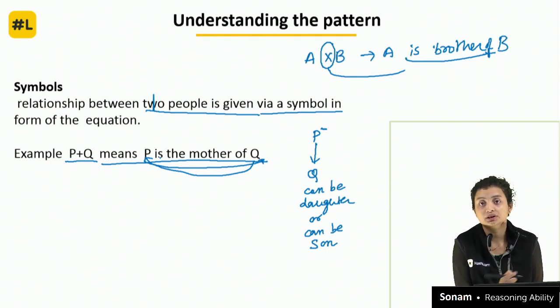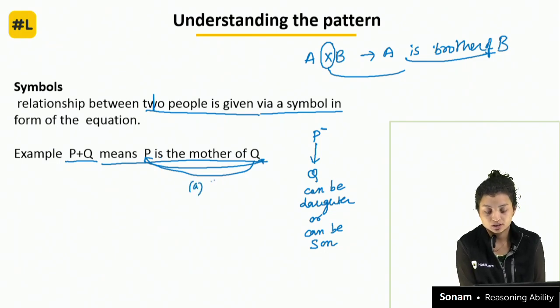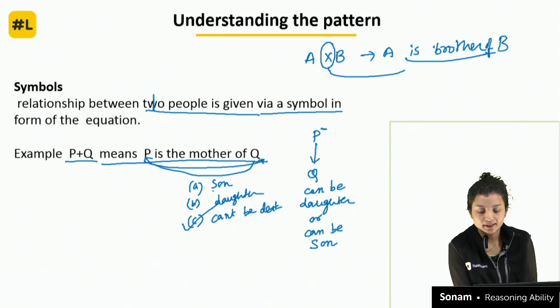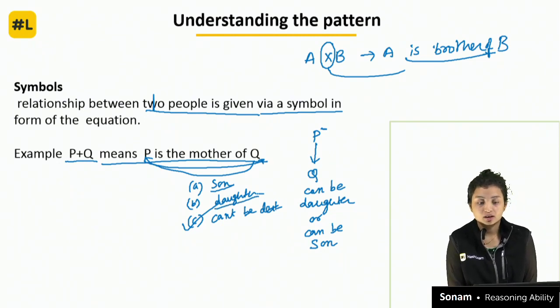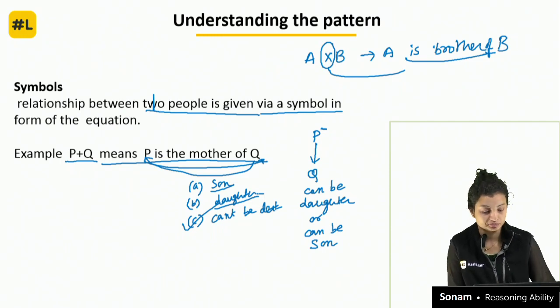And if they have mentioned option A, son, option B, daughter, and option C, cannot be determined, you will mark cannot be determined, because you do not know exactly whether option A will be your answer or option B will be your answer, right? So without knowing the gender, do not assume things over here.